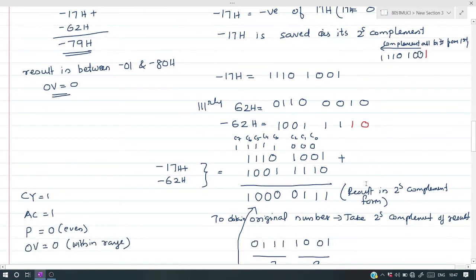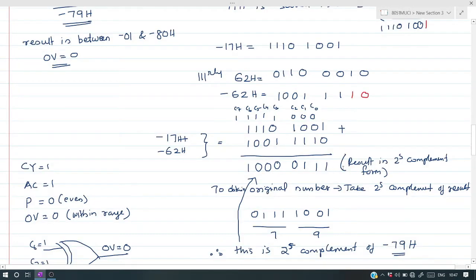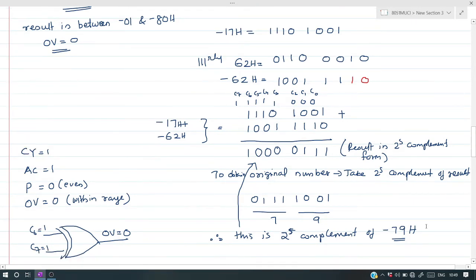To obtain the actual number, we need to take the 2's complement of this number. How do we obtain the 2's complement of this number? We copy this one, and from this bit onwards we take the complement like this. So we can see that this number is 79. As the MSB is 1, it is a negative number. So this number is actually minus 79h in its 2's complement form. As mentioned earlier, minus 79h is in the range of negative numbers, therefore the overflow flag is reset.